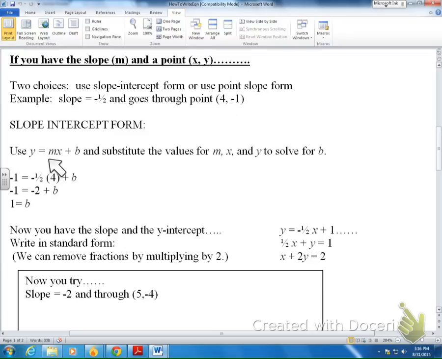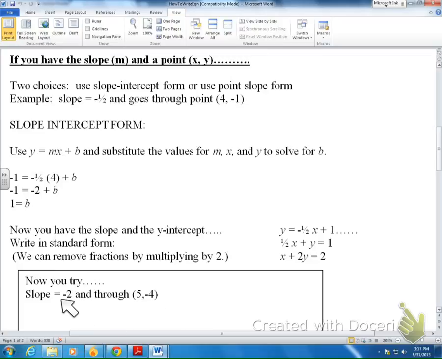If I want to do this in slope-intercept form, I know the slope is going to be that -1/2, so I'll put it there. The point that I know is going to be plugged in for the x and the y term. Notice how 4 is my x coordinate, so it was plugged in the x's spot. That -1 is the y coordinate, so it's plugged in the y spot. I solve for b. Once I figure out what b is, I go back to y equals mx plus b form, put in the slope, put in the y-intercept, and then I can manipulate it to where it's in standard form.